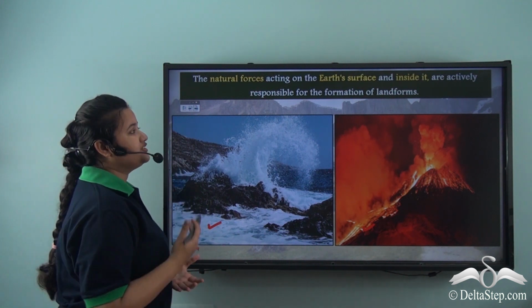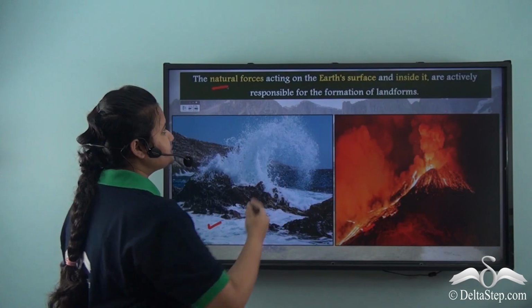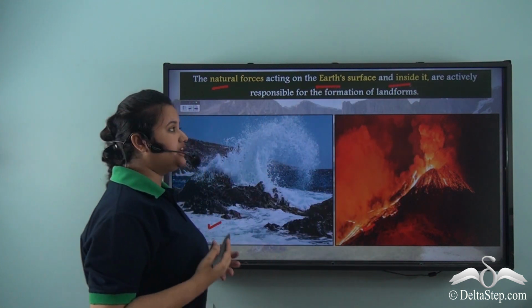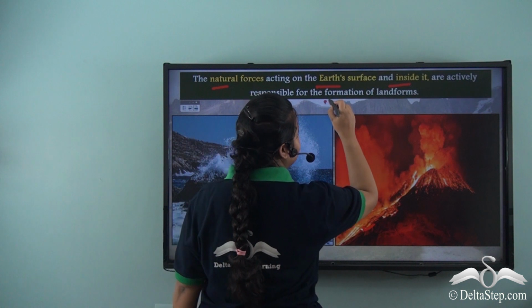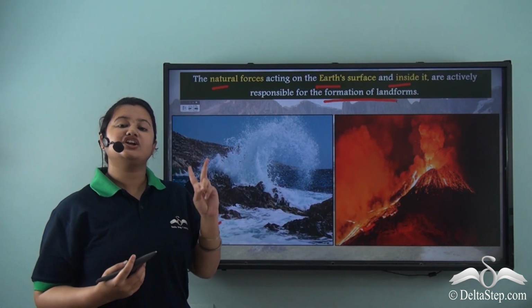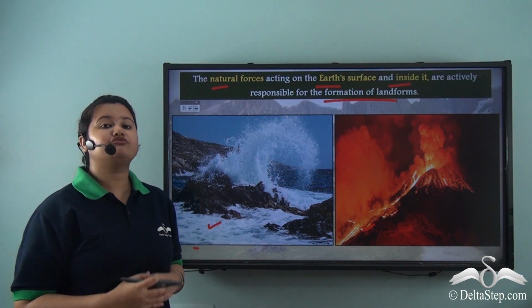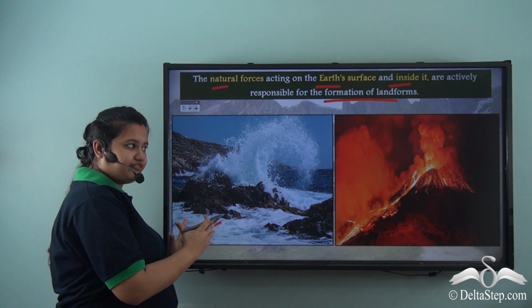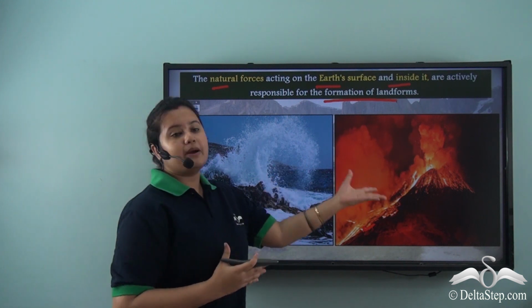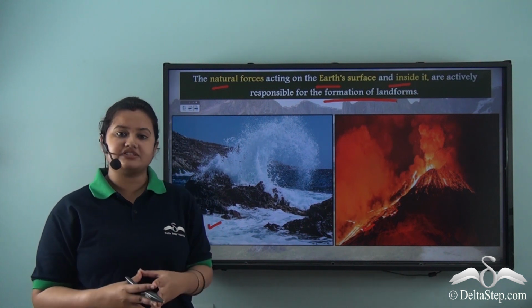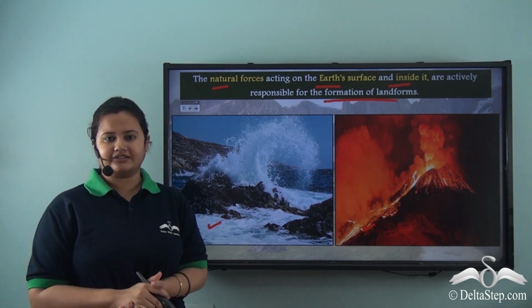So the natural forces that act on the earth's surface or inside it are actively responsible for the formation of landforms. So we can see that there are actually two forces that are responsible for the formation of landforms, the ones that are acting on the earth's surface and the ones that are acting below the earth's surface. Now we will first deal with the forces that are acting on the earth's surface.